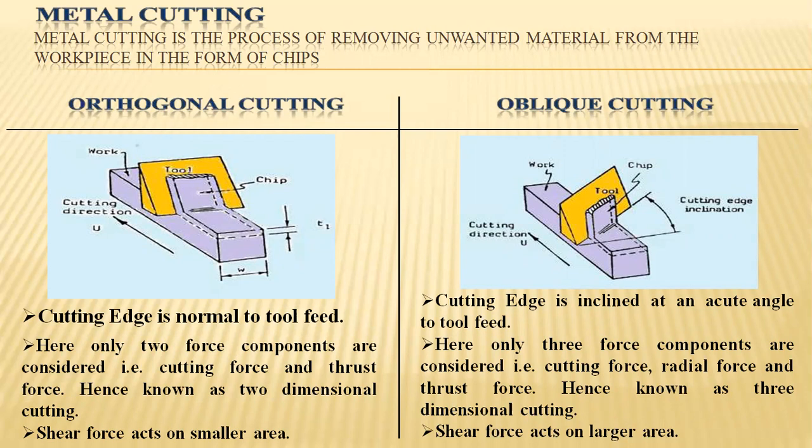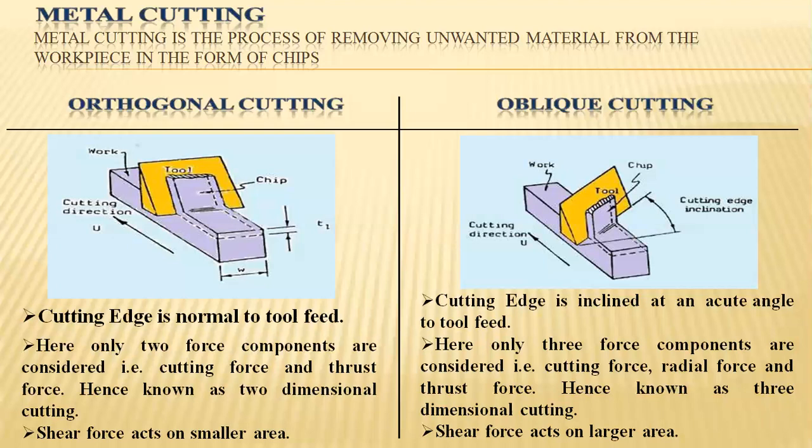So we have already discussed the formation of chips and how many types of chips exist, and based upon the cutting conditions, the chips will vary: continuous process, intermittent process, etc. And this metal cutting has been classified into two groups. There is orthogonal cutting and oblique cutting.